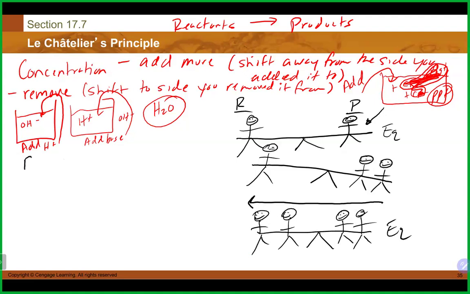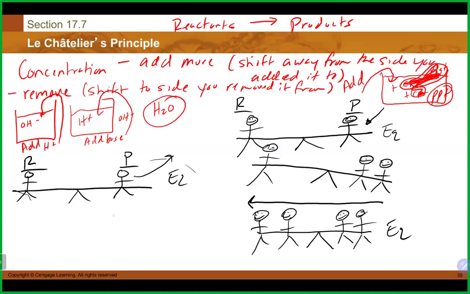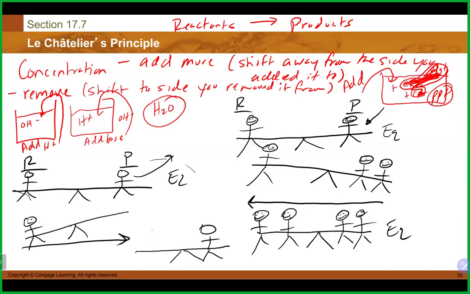Same idea if you remove, again, the kind of similar setup. This guy over here is our product. This guy is our reactant. And we'll just say this guy decided to hop off. And what's going to happen in this case is you're going to get this situation. Not so good. To fix this, right, we actually need to shift towards the side we removed it from. And that's going to put it back into equilibrium. Now let's go over here. And we'll get back to our equilibrium state in this case. Any questions on that there?